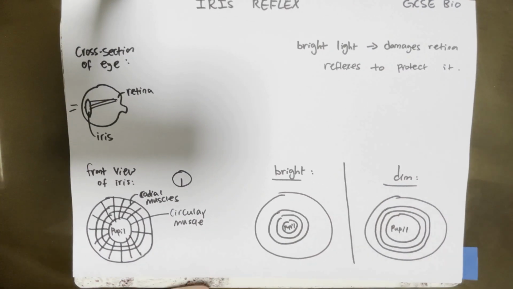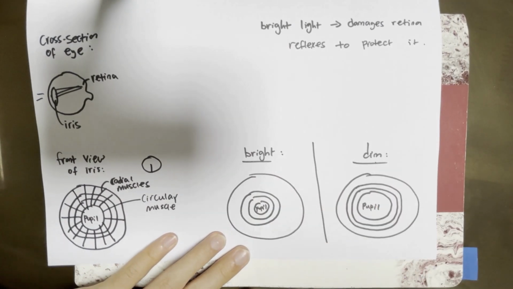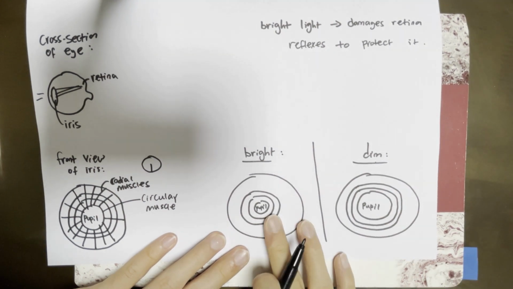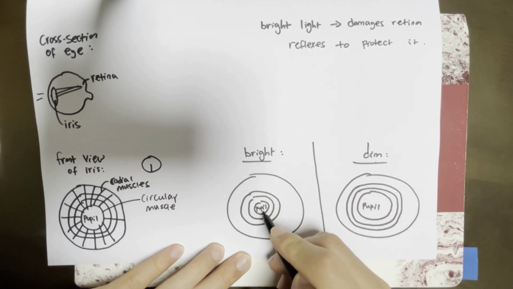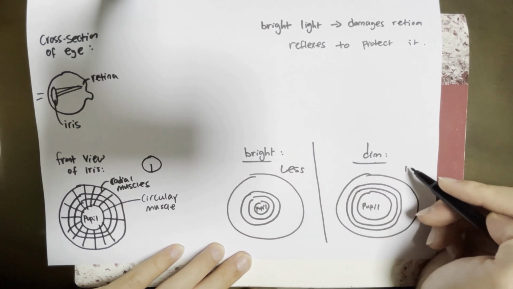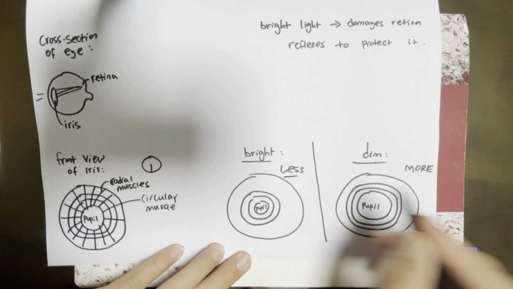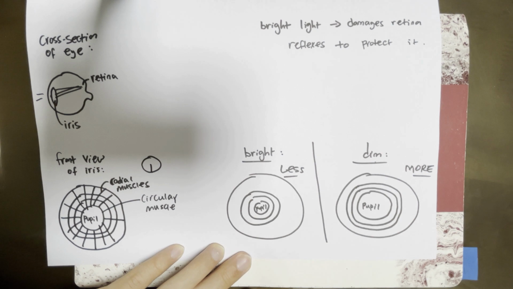All right, now that we've got that out of the way, everything else is easy. We just need to know two different things: bright light and dim light. Our eyes adjust to bright lights and dim lights, right? We just need to know that in bright light, we need to let in less light, and in dim light, we need to let in more because we want to see in the dark. So if we want to let in less light, the common sense logic would be that the pupil needs to get smaller so less light can fit through.